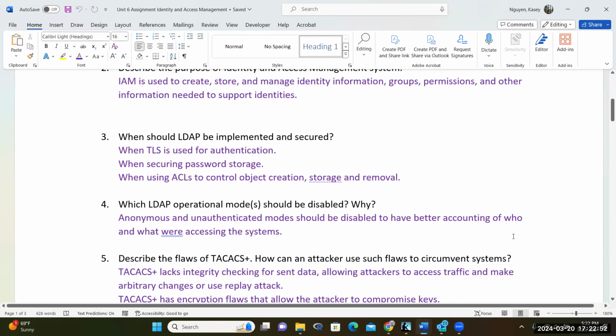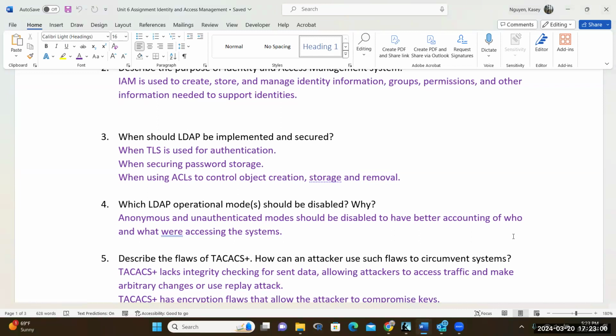So we can say for number 3, when TLS is used for authentication, right? This is where we would see that there is encryption, because TLS has encryption and it's used with HTTPS. So we are using encryption, so it is secure for authentication. We want to secure password storage. So we would use LDAP for that.